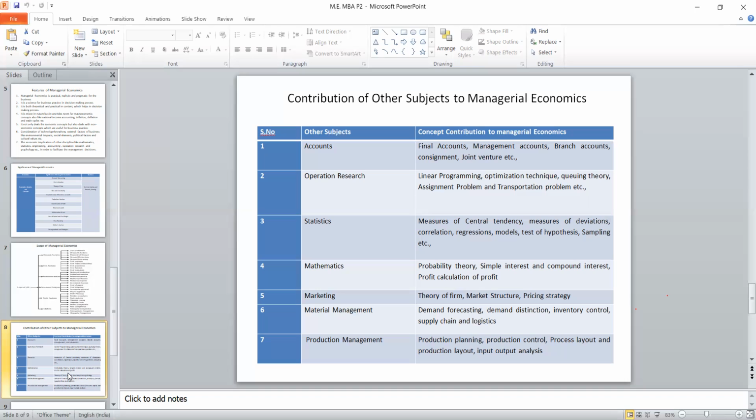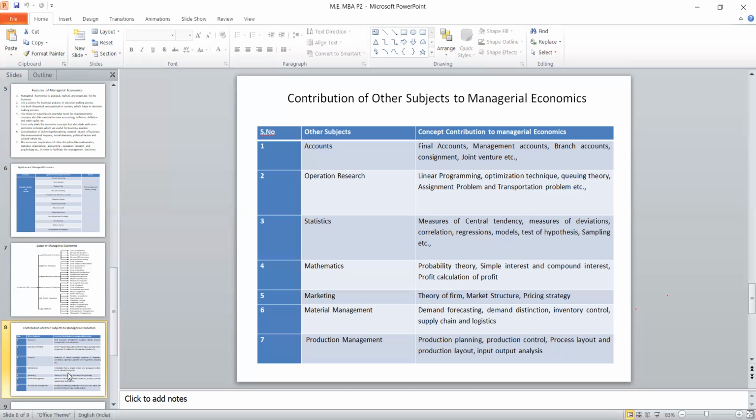Based on that material, the corollary is production management. We are constructing the production function. Before that, we are planning the production. So once all these things are done, definitely we have to include production planning, production control, production layout, input output analysis, and game theory. All these things are included in managerial economics under the discipline of production management.